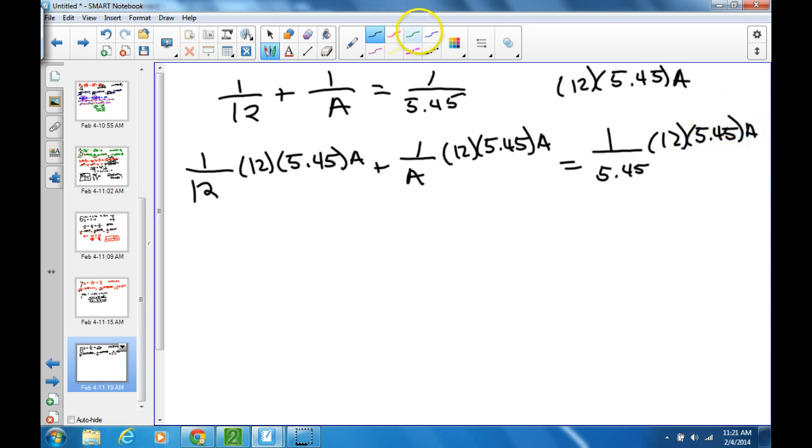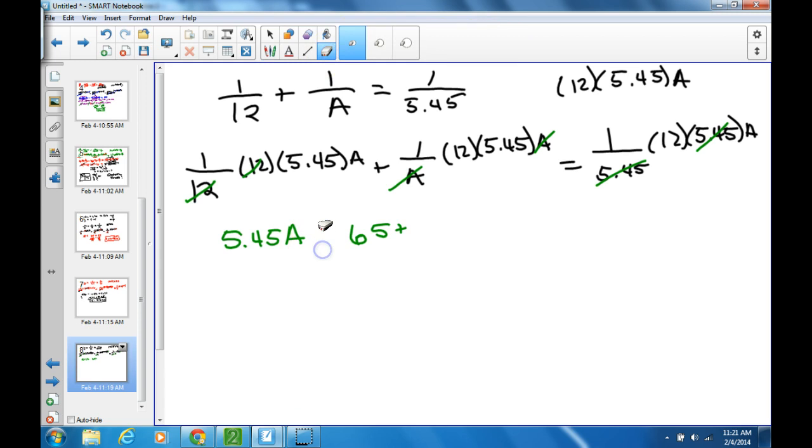Okay, so let's cross out what we have in common. We have a 12 here we can get rid of, we have an A here we can get rid of, and we have a 5.45 we can get rid of. So we're left with 5.45A plus 12 times 5.45, which is 65.4, equals 12A.